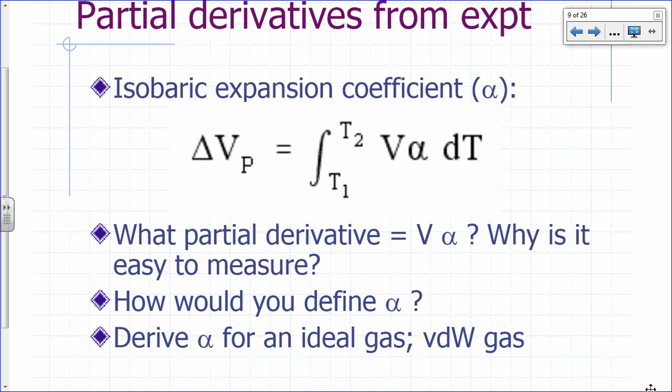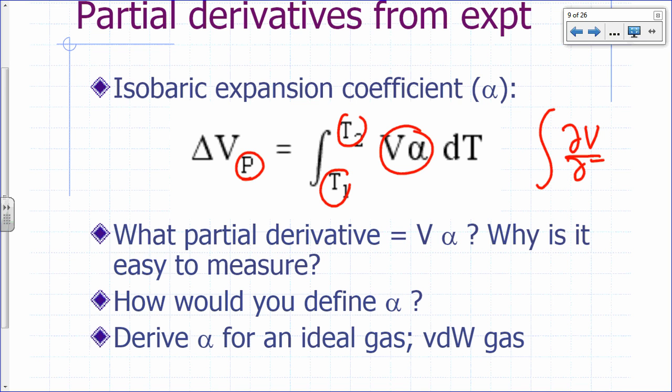Okay, so the last partial derivative that we talked about last time that would be easy to measure would be related to what is known as the isobaric expansion coefficient. If you wanted to know how the volume of your system changes if you change the temperature from T1 to T2 at constant pressure, then you have to integrate the partial derivative of volume with respect to temperature at constant pressure, from T1 to T2.